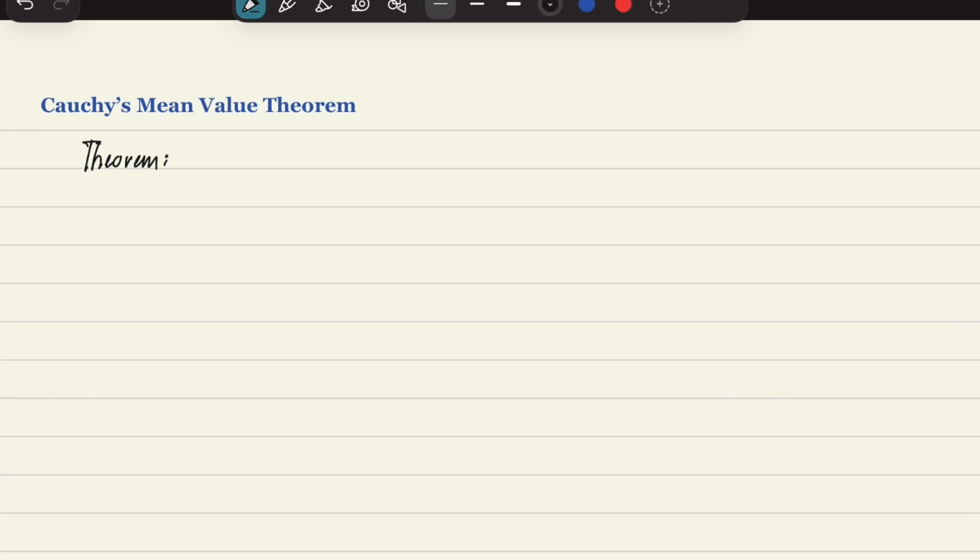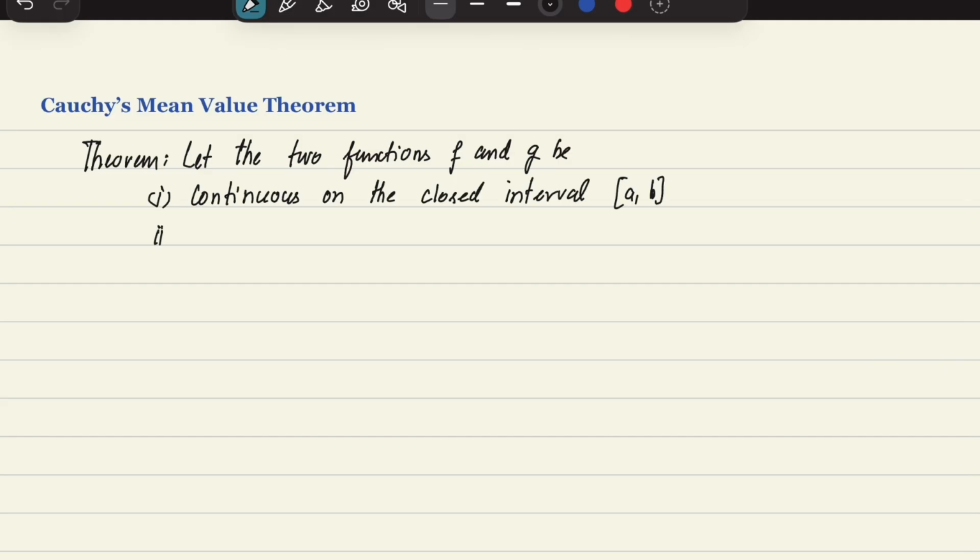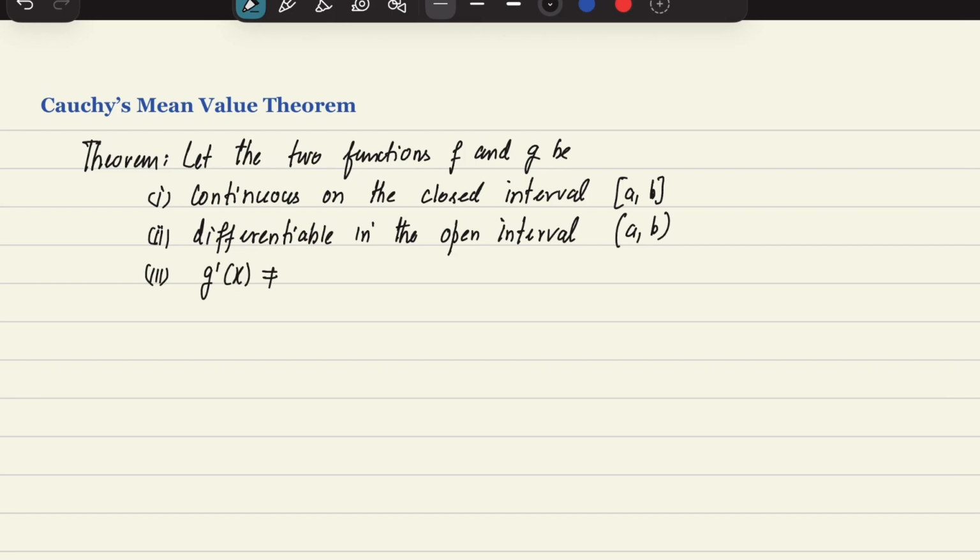The Cauchy's mean value theorem states that the two functions f and g are, first, continuous on the closed interval a comma b. Second, differentiable in the open interval a comma b. And third condition is g dash of x is not equal to 0 for all x belonging to the open interval a comma b.